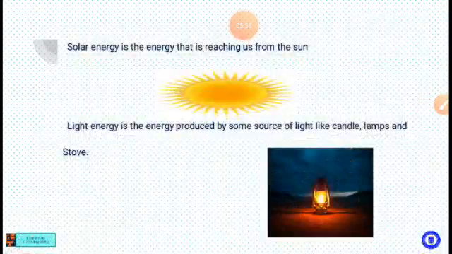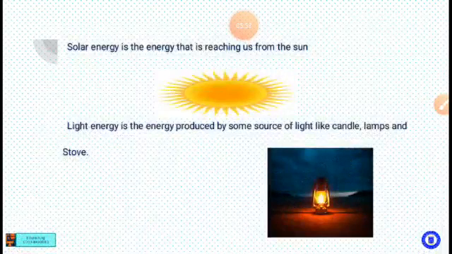And then we have solar energy. Say it, let me hear you. Solar energy. Solar energy is the energy that is reaching us from the sun. The sunlight that enables our clothes to dry and also gives us light during the day. It's called solar energy. The energy that supplies light through the sun is called solar energy.